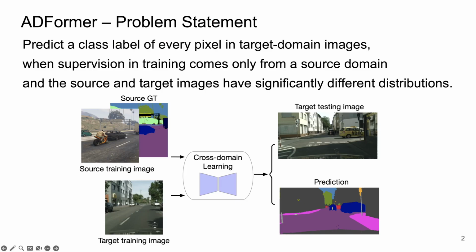The goal of cross-domain semantic segmentation is to predict a class label of every pixel in target domain images, when supervision in training comes only from a source domain, and the source and target images have significantly different distributions.